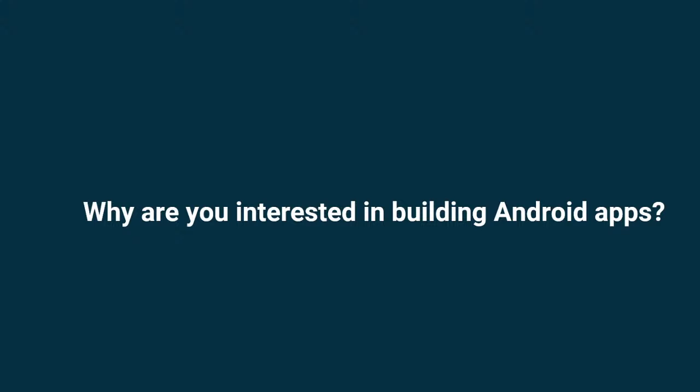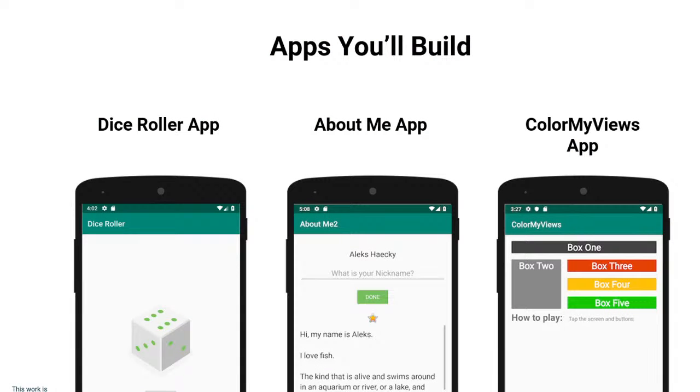Okay, so now let's see what we will actually be doing. The apps we will be building. During this Android study jam, you will be building 3 apps: the Dice Roller app, the About Me app, and the Color My Views app.